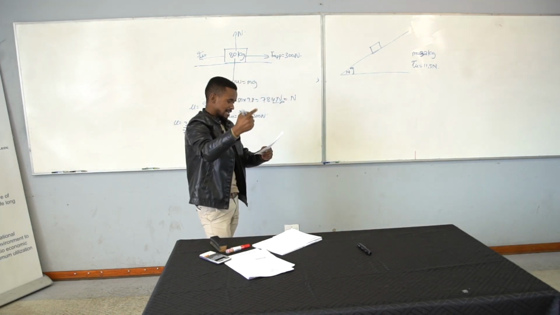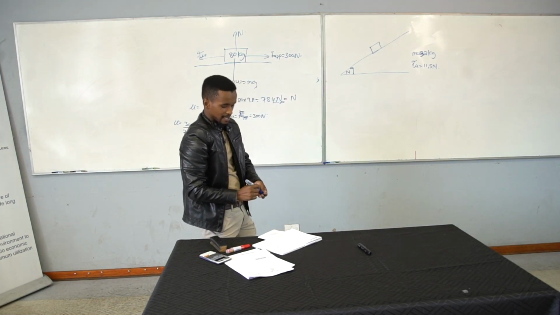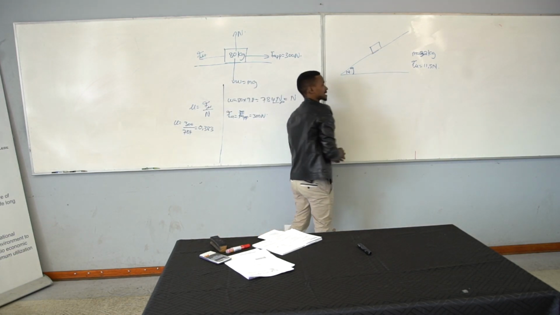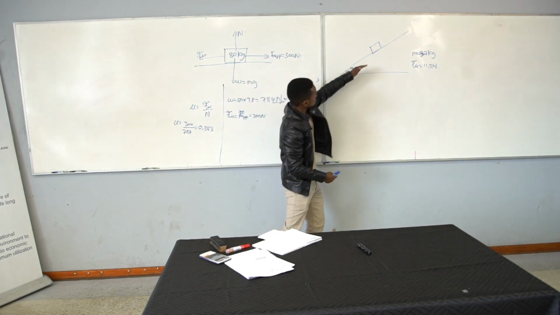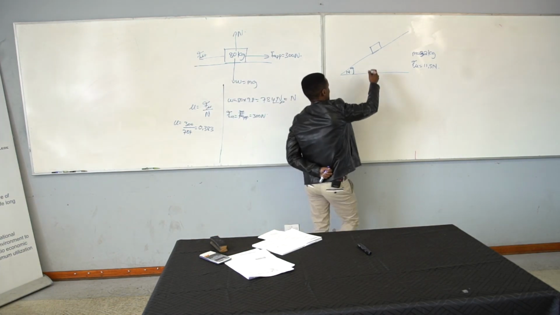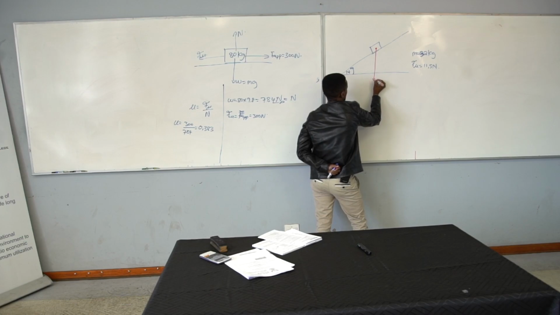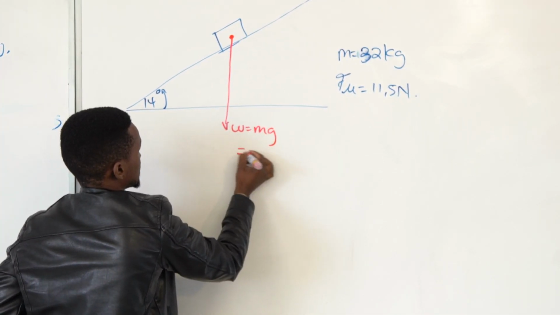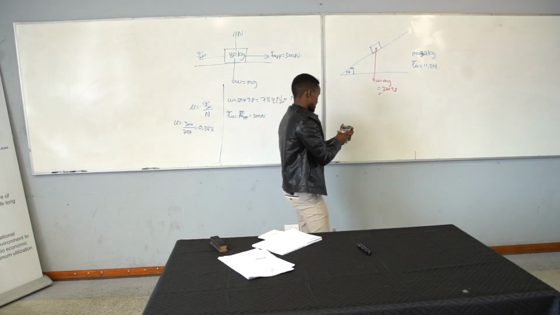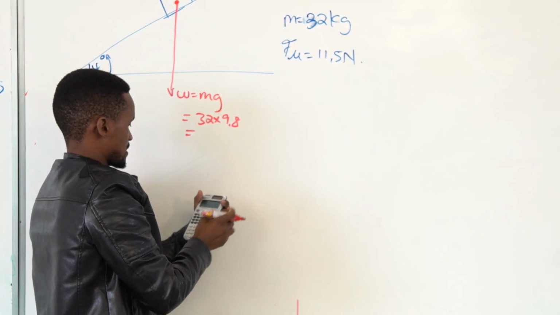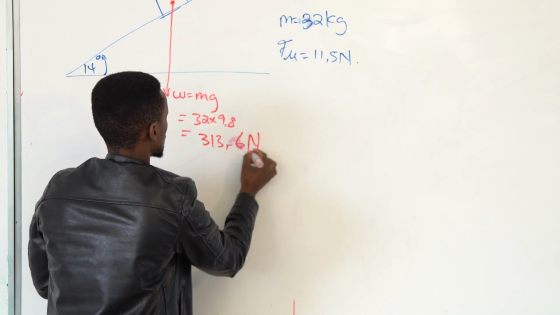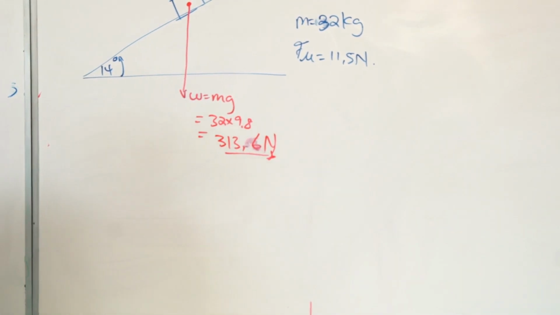Now, they say, A, you calculate the parallel weight component, the perpendicular weight component, the smallest force required to pull the block up the incline, and then the last question, the smallest force required to pull the block down the incline. Now, let's analyze that. We know that we're going to have our weight due to mass and gravity, 32 times 9.8. We're going to get the answer there, 313.6 newtons. So this is our weight.